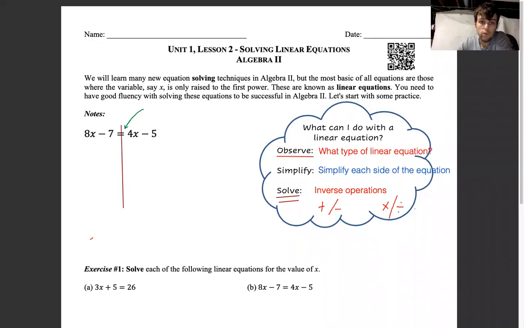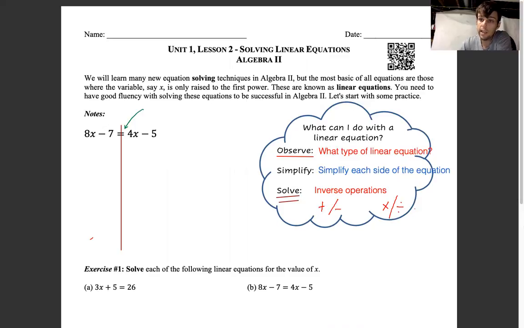So I'm going to draw a vertical line down through the equal sign. That's how I separate the left-hand side of my equation from the right-hand side of my equation. One rule to keep in mind: anytime you change your equation by adding something, subtracting something, or multiplying something, if you do it to one side, you have to do it to the other side to keep it equal, to keep it balanced.